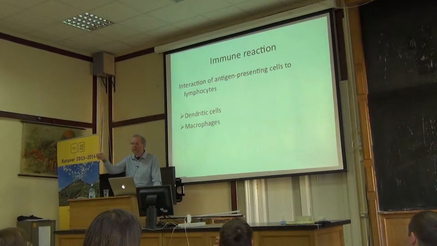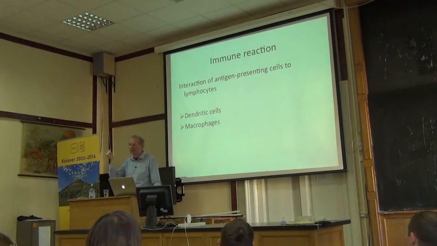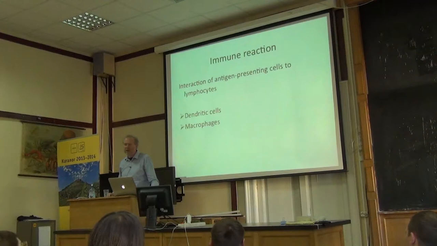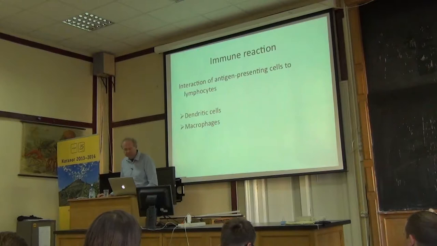We've been discussing lymphocytes before that have all these fantastic antigen receptors, but if there is no way for them to see the antigen, of course they will not be stimulated. And the cells that do the job are collectively referred to as antigen-presenting cells, which is, of course, a very generic term, and there are various types of them.